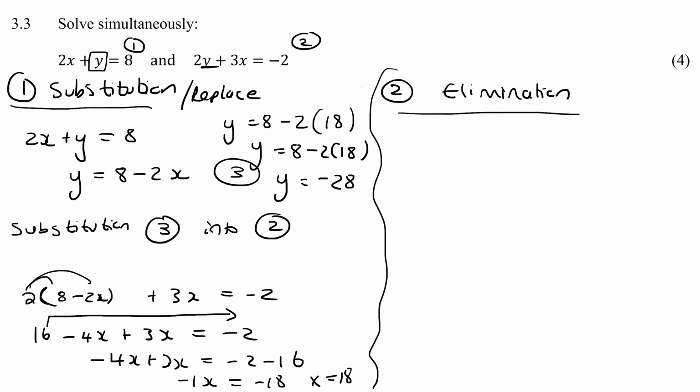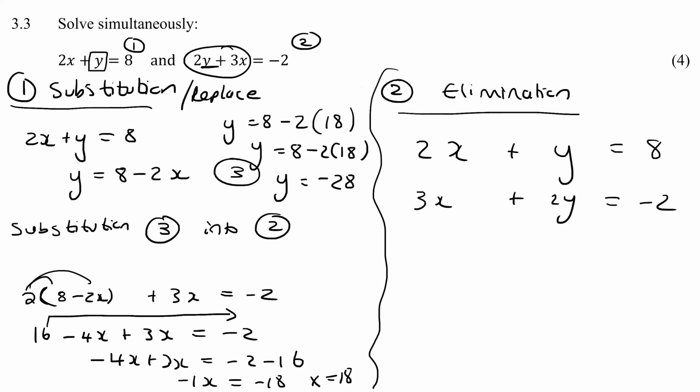If you're happy with that method, you don't need to watch this method. But for those of you that like elimination, let me show you how to do it. You put the x's on top of the x's, the y's on top of the y's, and the numbers on top of the numbers. So this would be like that. You see how I switched this around. Now, we either want to try and make these two exactly the same or these two exactly the same. I'm going to try and make these two the same.